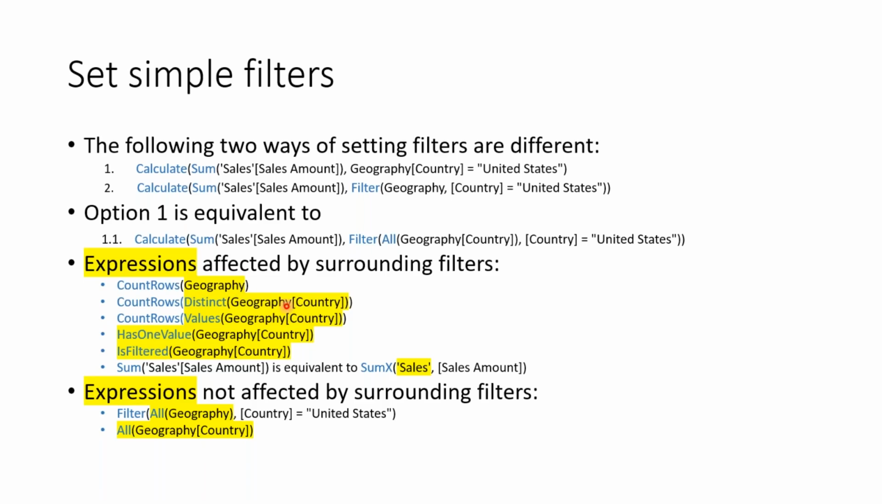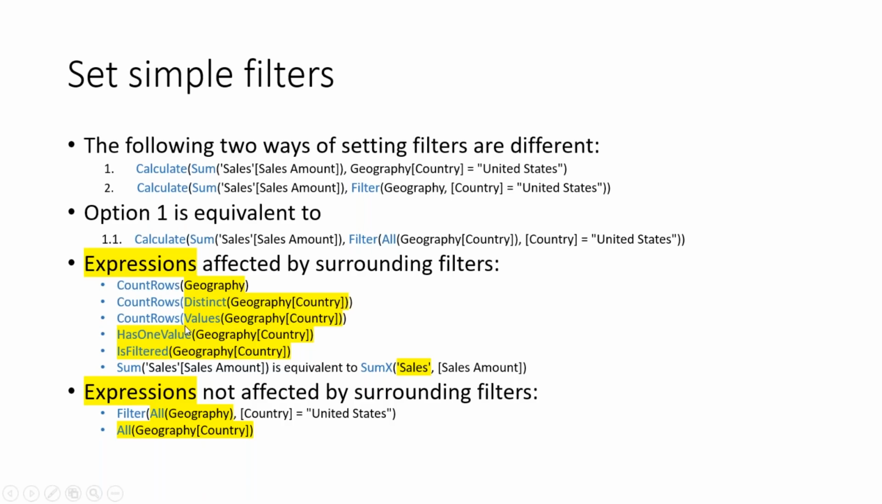And the second common example is I can use distinct of a column name. For example, if I say count rows of distinct geography country, what that means is I want to get the distinct values of the country column after the filters are applied. So I'm first filtering the geography table, and then for the surviving rows, I'm getting the distinct list of countries. And finally, the count rows function will return the count of that. Basically, the full expression is returning the number of a filtered list of distinct countries.